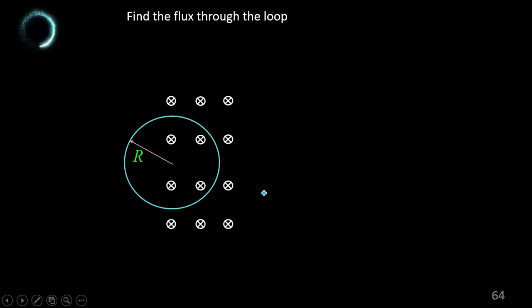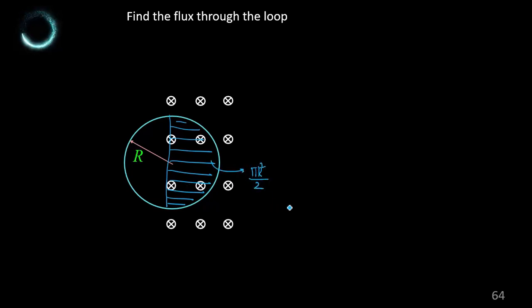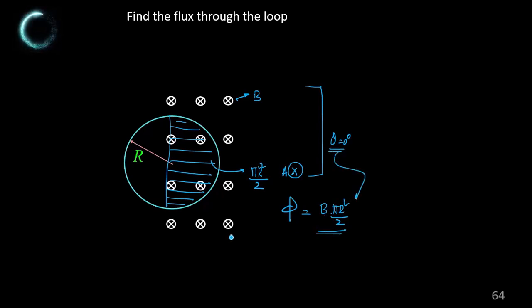Let us say now this much portion of the area of the loop is occupied by the magnetic field. So this area is equal to how much? Pi capital R square by 2 only. So flux should be how much? Flux should be equal to B into pi R square by 2. Because here also I am saying the area vector is cross, because the B vector is cross. That means theta is 0 degree, so I align the area along the same direction as that of B. Every time I am getting theta 0 degree, so cos 0 is 1. So I am getting B into pi r square by 2.